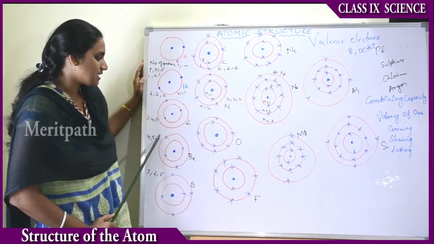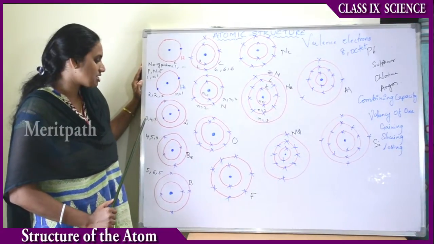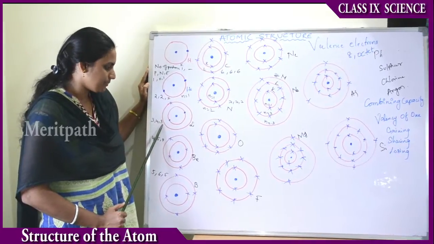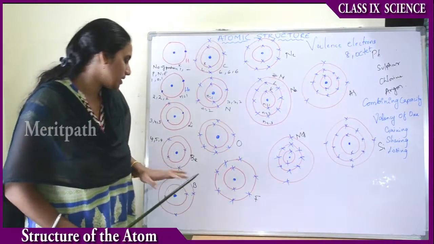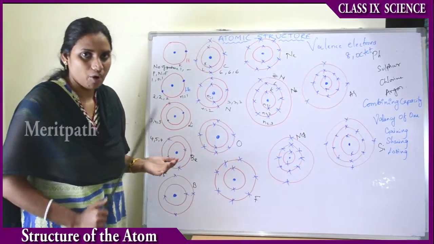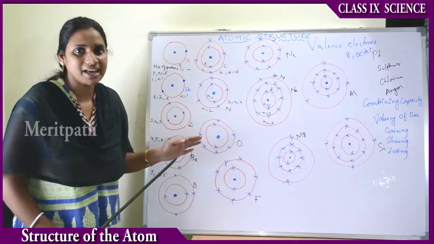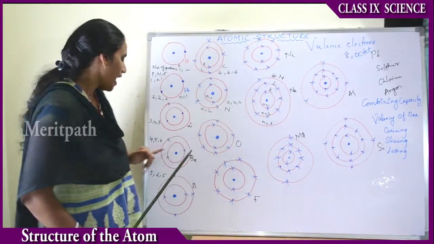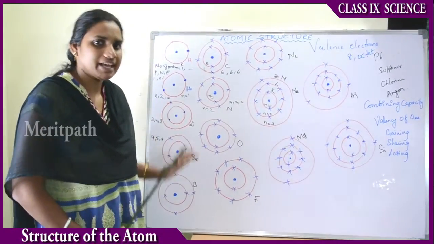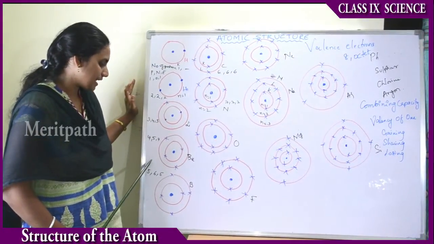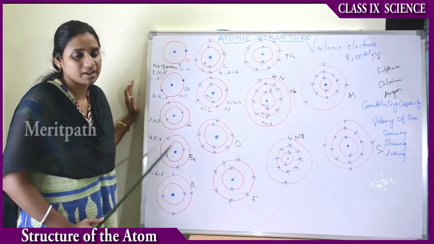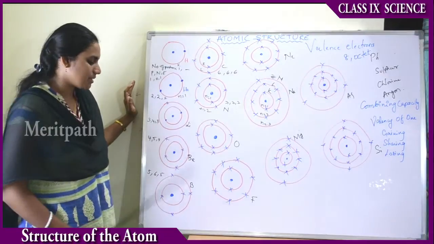Let us take the third element, lithium. It consists of 3 protons, 4 neutrons and 3 electrons. Always remember that protons and electrons are equal in number and have opposite signs, and they balance the stability of an atom. Coming to neutrons, it will be plus 1 for every element, right? Now let us take beryllium, the fourth element. It consists of 4 protons and electrons, and 5 neutrons.